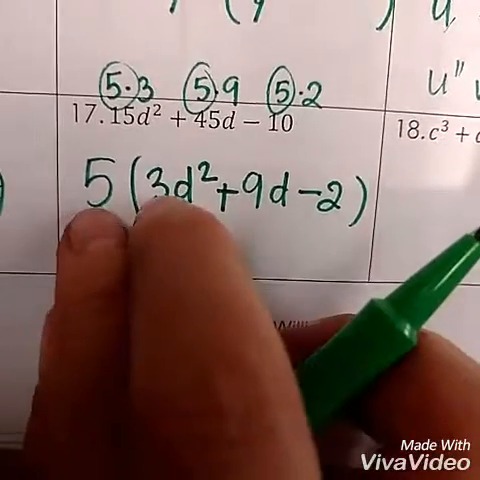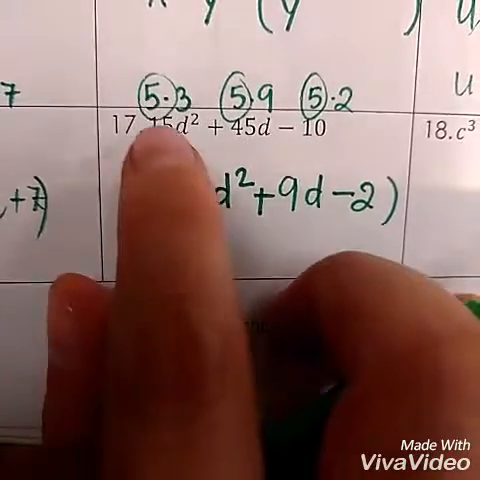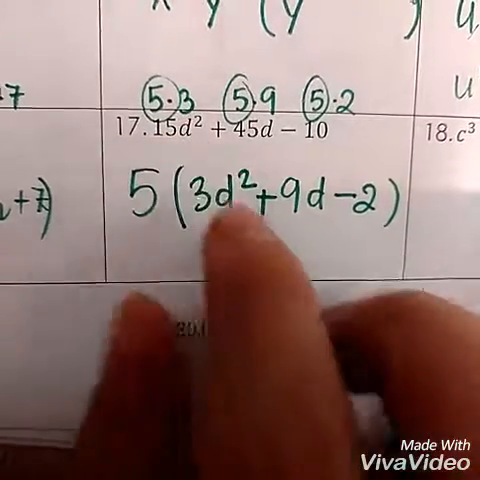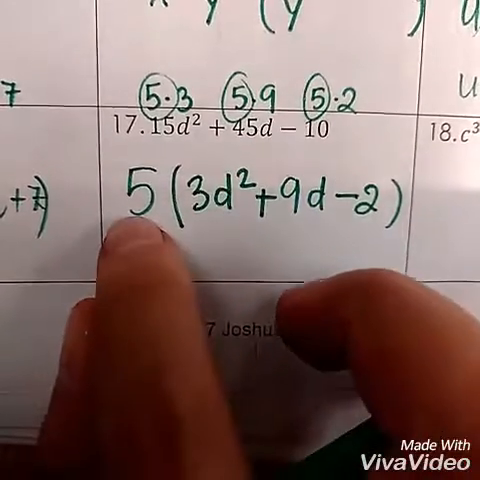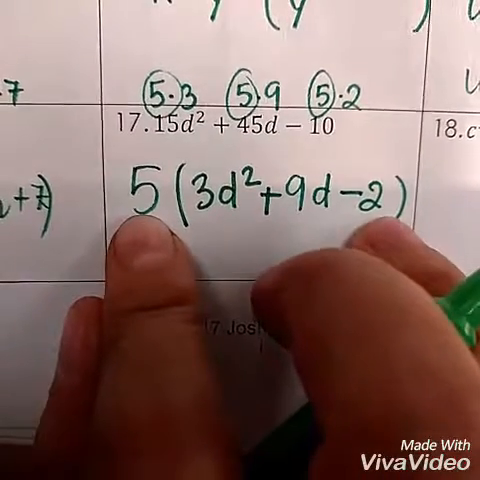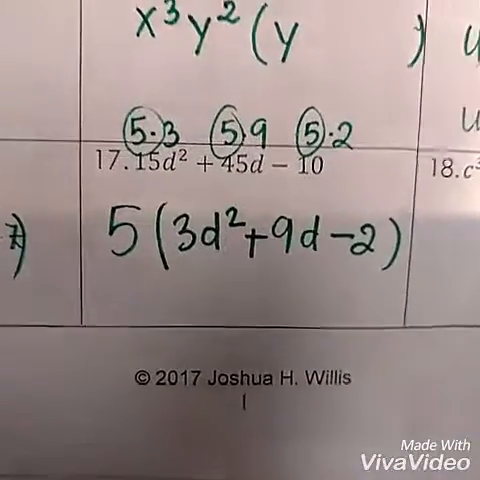Again, we can check our answer by multiplying backward. 5 times 3 gives you 15d squared. 5 times 9d gives you 45d. 5 times negative 2 right here gives you negative 10. So our answer is correct.